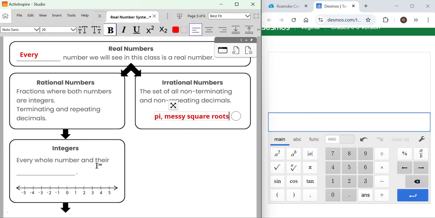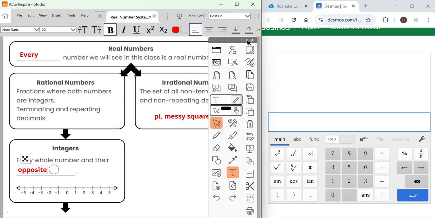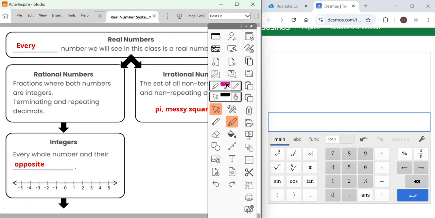Okay? Now, down here, we're going to start talking about integers. Okay? Every whole number and their opposite is an integer. And I'm going to show you this. I'm going to see if it'll let me switch to my pen here. Hold on. And that way, or even a highlighter might be better. Let's see if it lets us do that. Yeah, that's going to work.